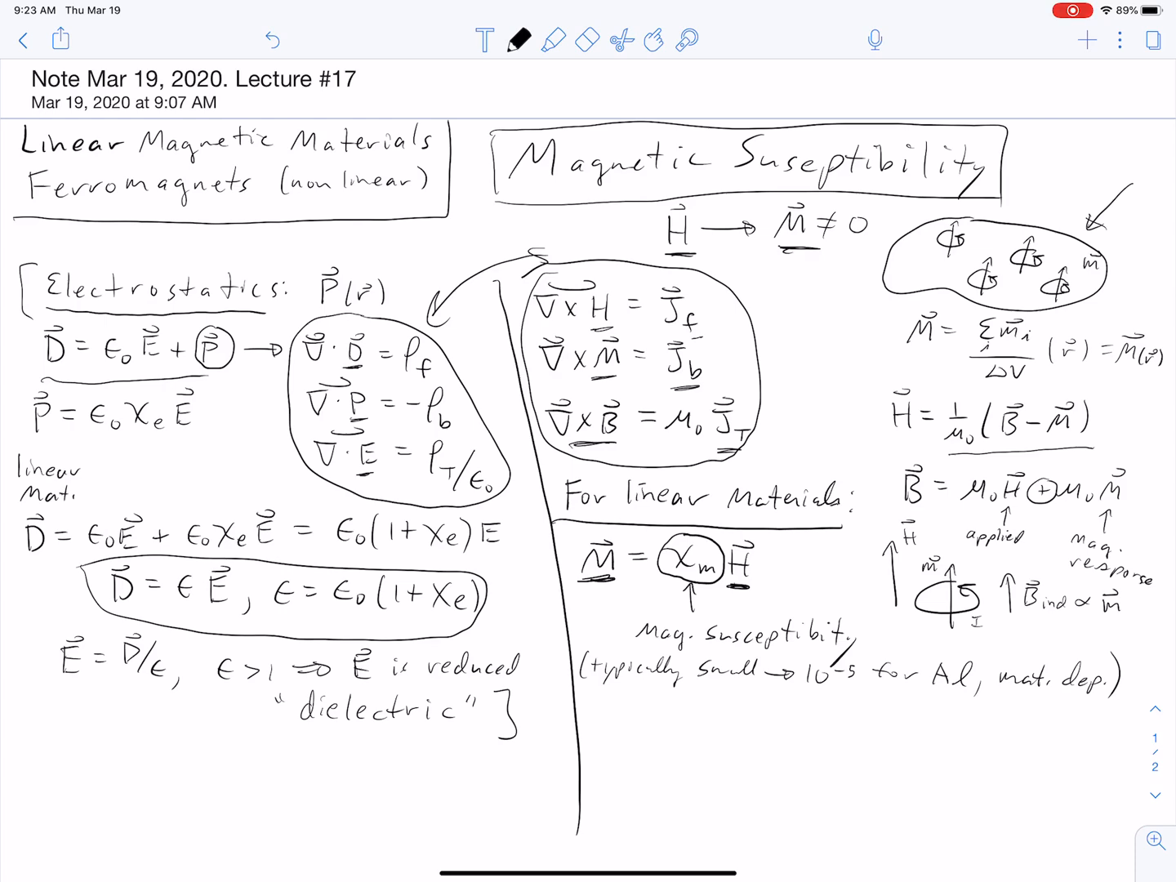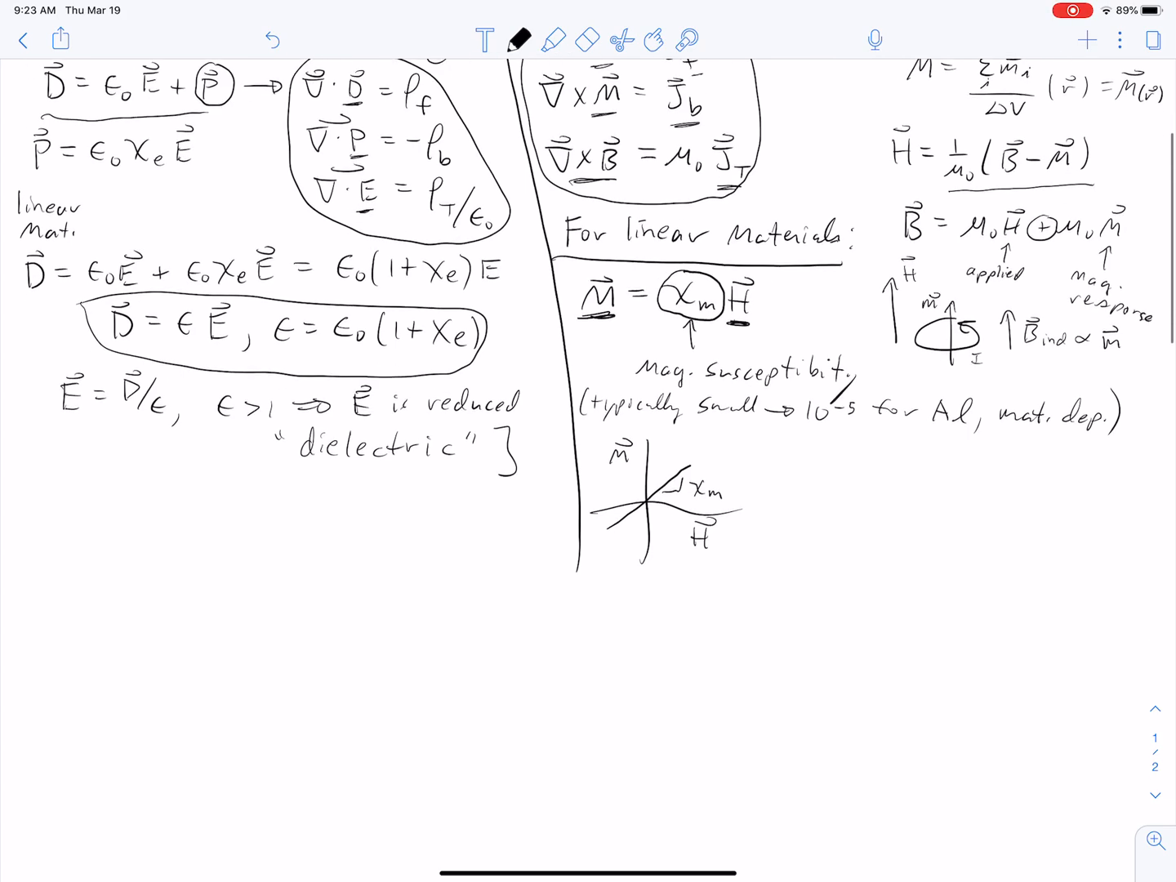And that means that I can plot this. I can plot that the magnetization as a function of applied field is a straight line. Very simple. And the slope of this straight line, of course, is this magnetic susceptibility. All right, well, if we have a linear material, then life is sweet and simple, because then we can do some very simple algebra, because we can write down that the B field is equal to mu naught H plus mu naught M from the definitions that we did up here, right?